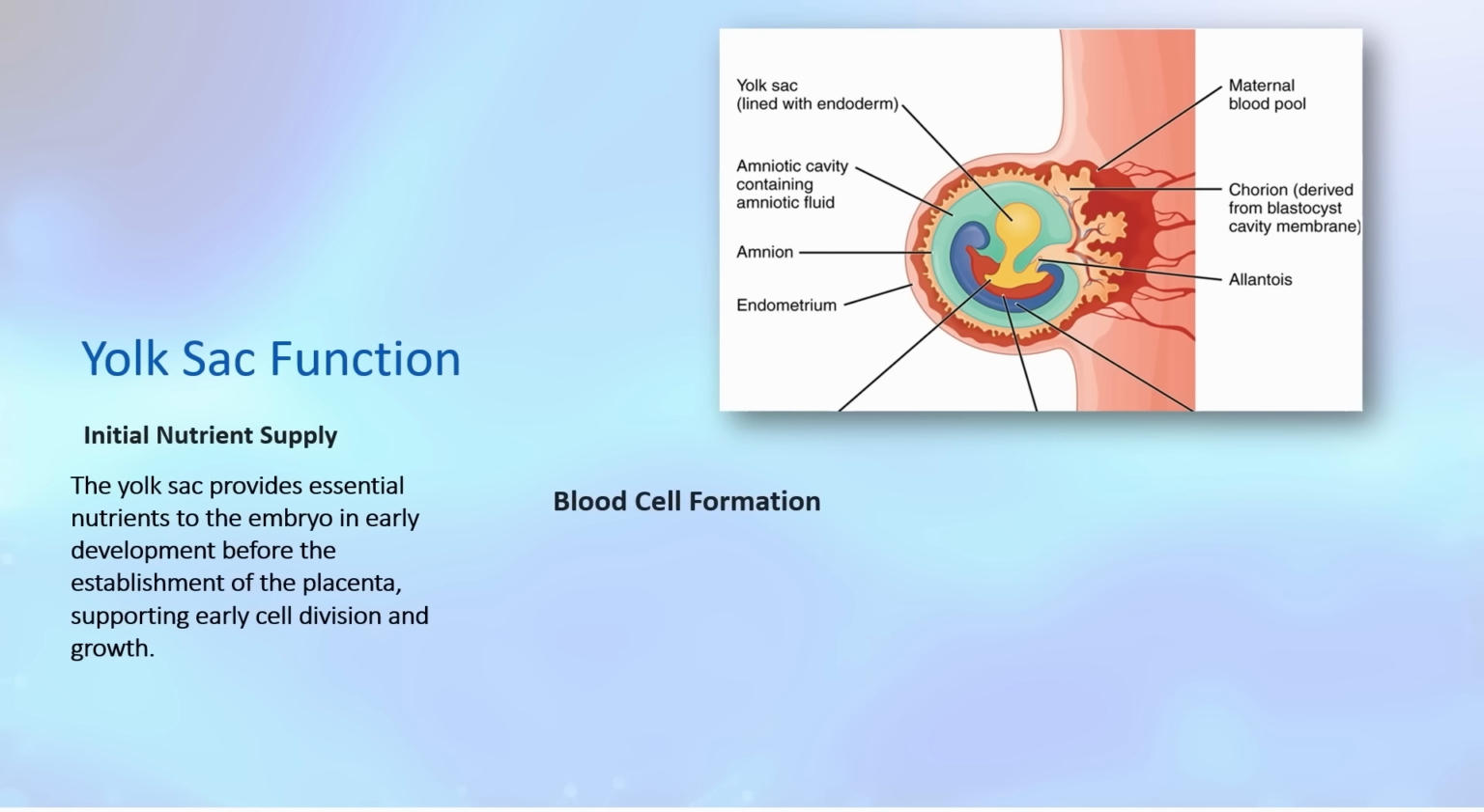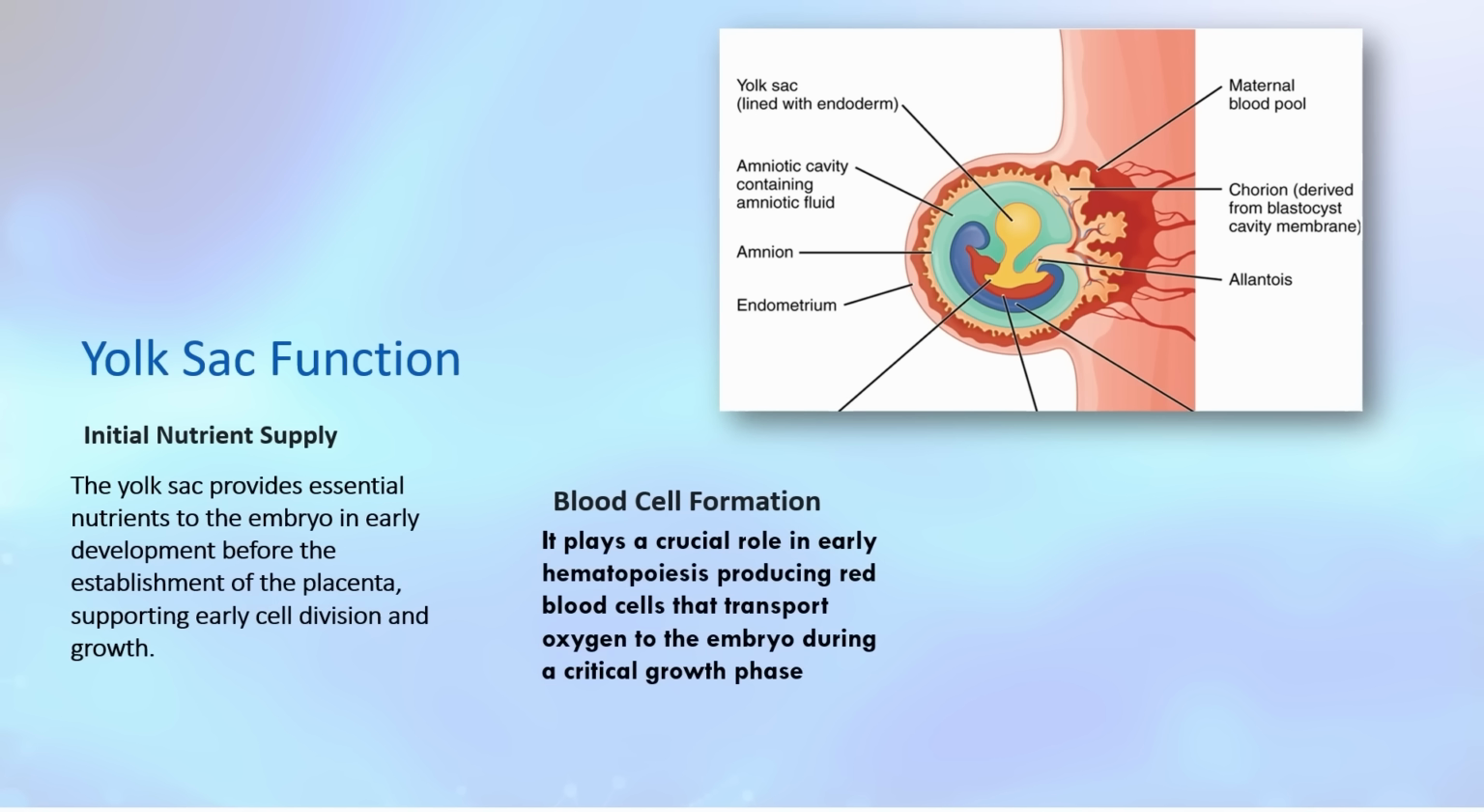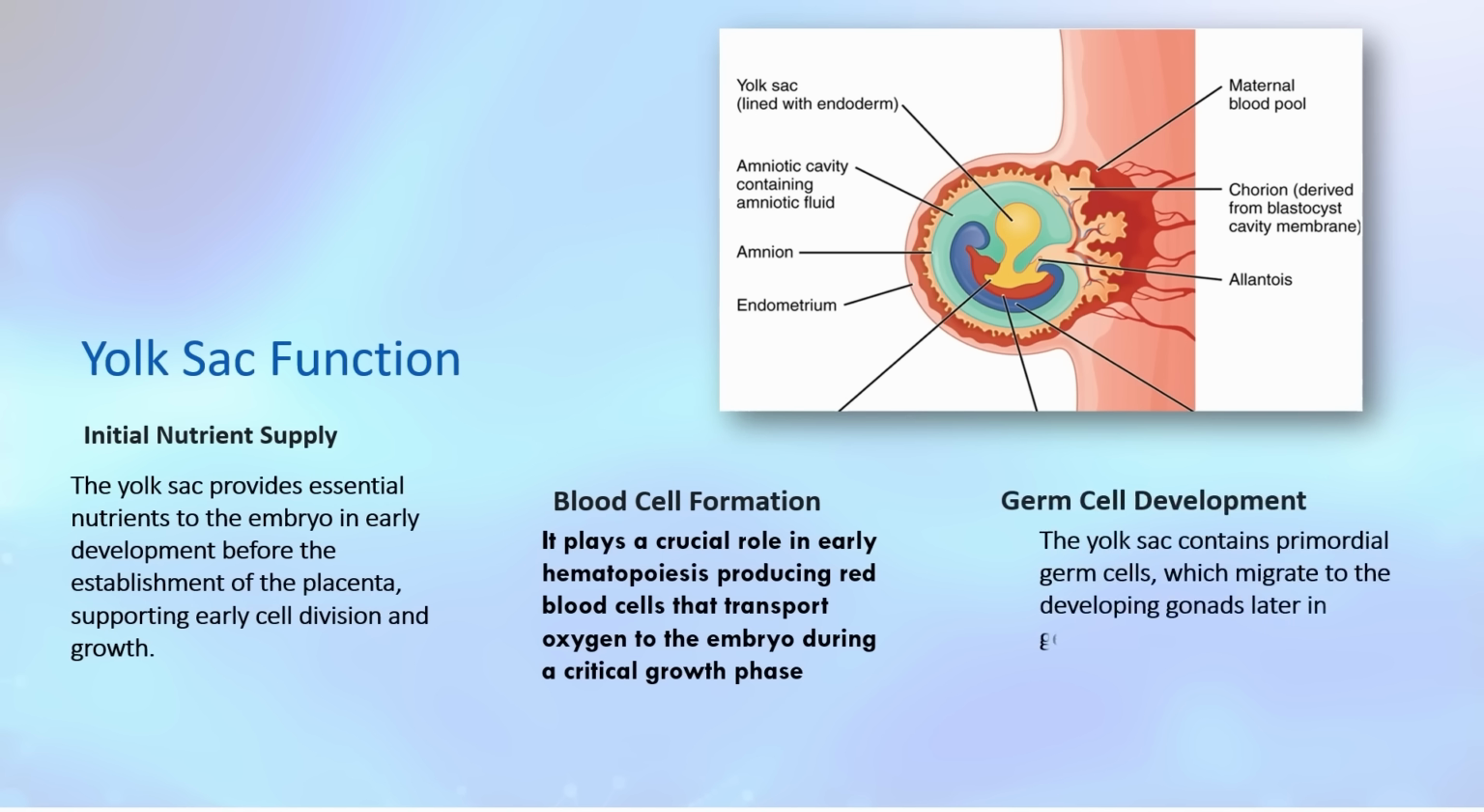It is useful for blood cell formation. It plays a crucial role in early hematopoiesis, producing red blood cells that transport oxygen to the embryo during a critical growth phase. It is also useful for germ cell development. The yolk sac contains primordial germ cells which migrate to the developing gonads later in gestation, essential for fertility in the future.